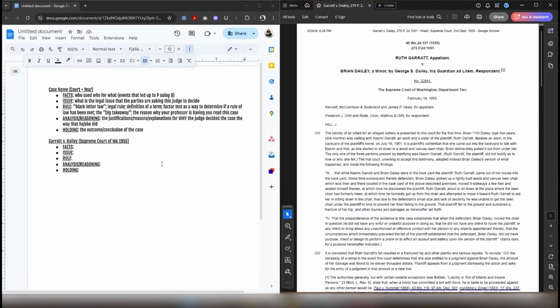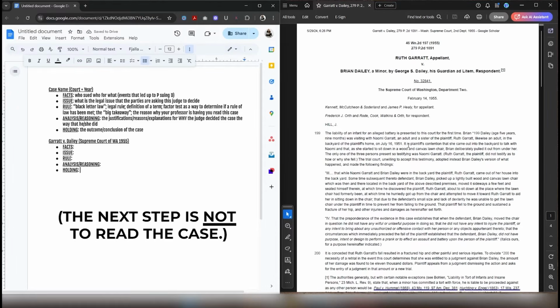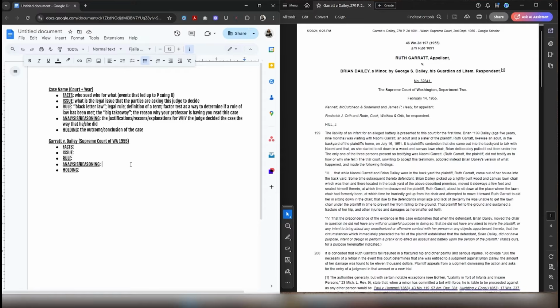So now that we have our case brief template created, which again, we can just literally copy and paste for every single case that we are assigned to read for any given class, all on the same page, just like that, going all the way down. But now that we have our case brief template created, what we would assume is the next logical step is we would start to read this case, right? So we can fill in the language from the case into these categories. What were the facts? What is the issue, the rule, the analysis slash reasoning, and the holding, right?